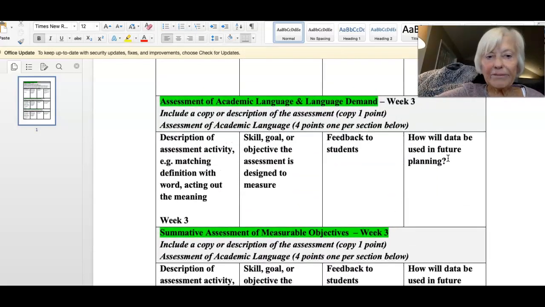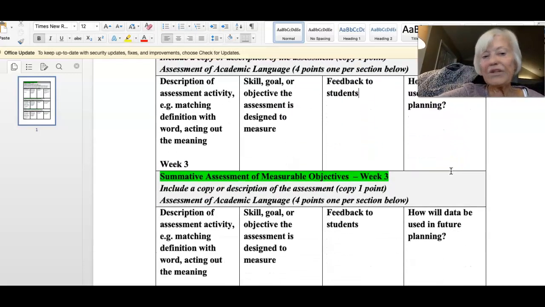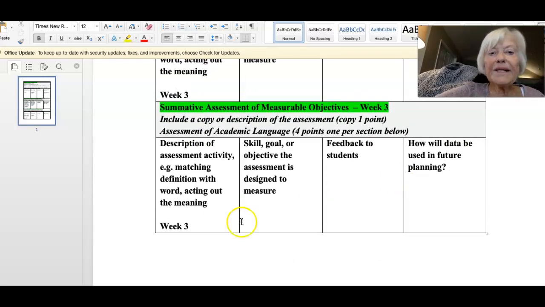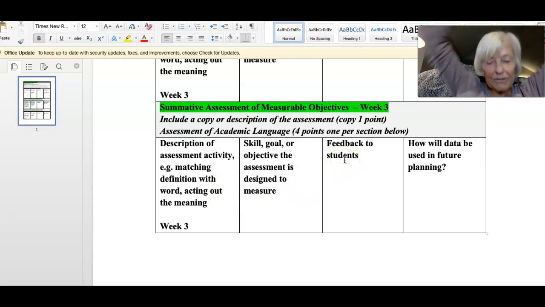Here's the academic language. You're going to describe what activity you did to assess the language. What skill, goal, or objective are they designed to measure? How are you going to give feedback to the students? And again, how will you use that data for future planning? And finally, the summative assessment. You'll be telling what the actual assessment is. You'll be again talking about the skill, goal, or objective that is designed for measure.